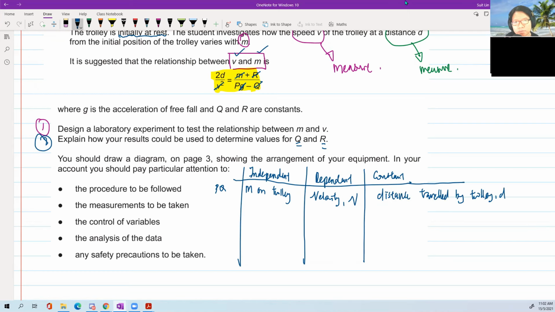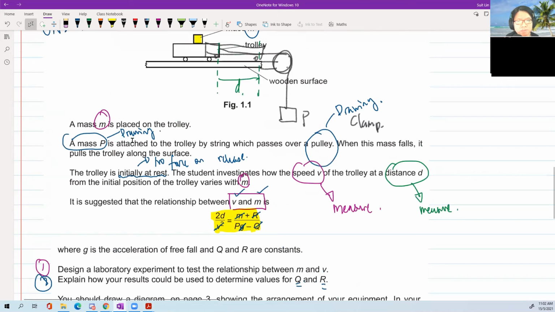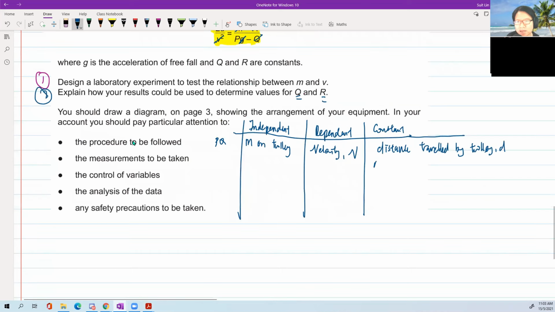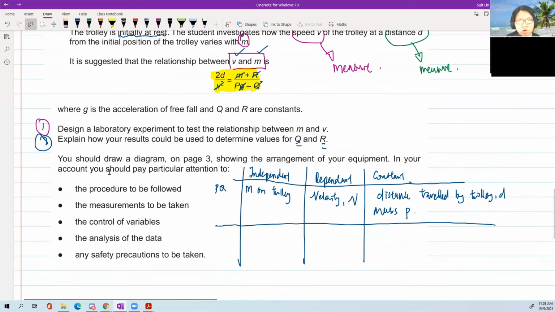And then this P. What is P again? Oh, mass P, the mass that we hang on the pulley. Of course, we need to keep the mass P constant, because if you put a different mass, the trolley will accelerate differently. So we all know this. Okay, so I think we are satisfied. Everything in the equation is more or less accounted for. If there are other things that we think should be kept constant, we can write them later. Okay, so how to measure?